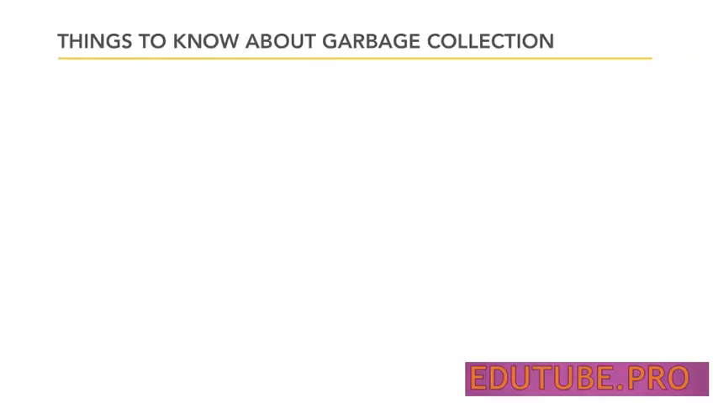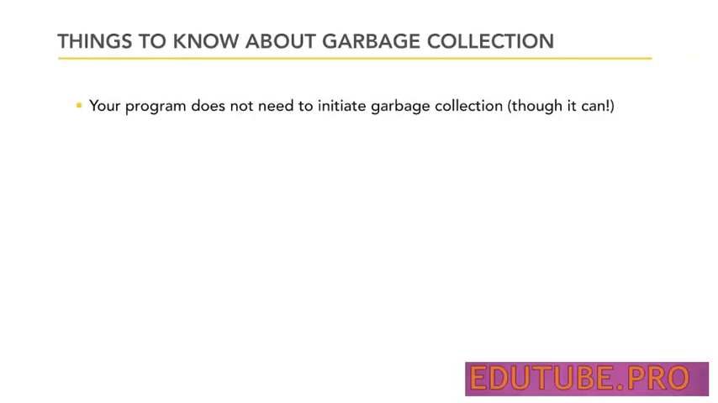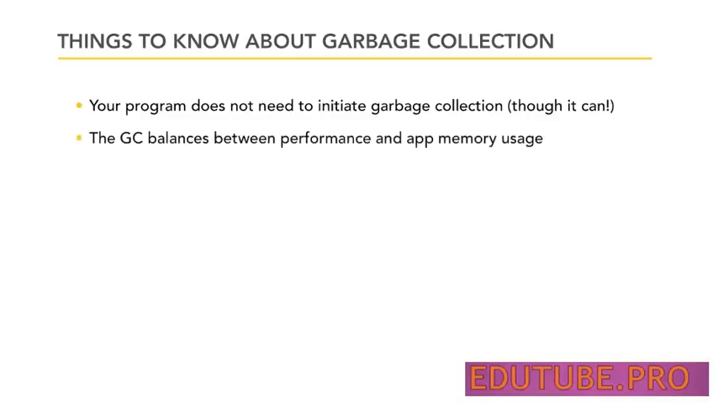So, what are some important things to know about garbage collection? First, your program does not need to initiate this process. The garbage collector figures out when it needs to run and reclaim memory. Now, there is a way for your program to initiate garbage collection, and we'll actually take a look at that in an example in just a bit. The garbage collector balances between performance and app memory usage. And the objects are not necessarily reclaimed right away.